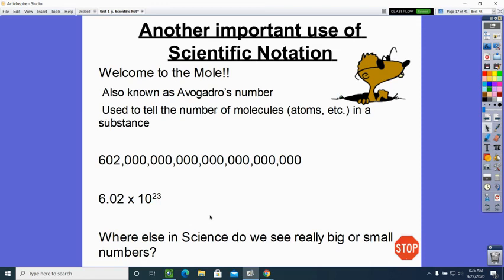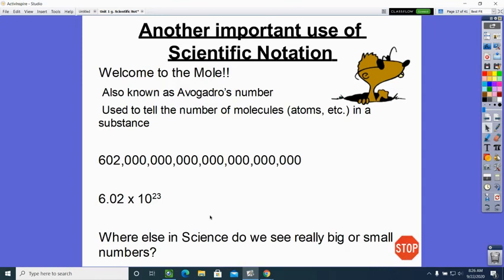Where else in science do we see really big or small numbers? Can you think of anything else? Another place I think of right away is astronomy, which a lot of you have been doing in science right now. So when you're talking about the distances between planets, it's really big numbers. We want to talk about those in scientific notation.